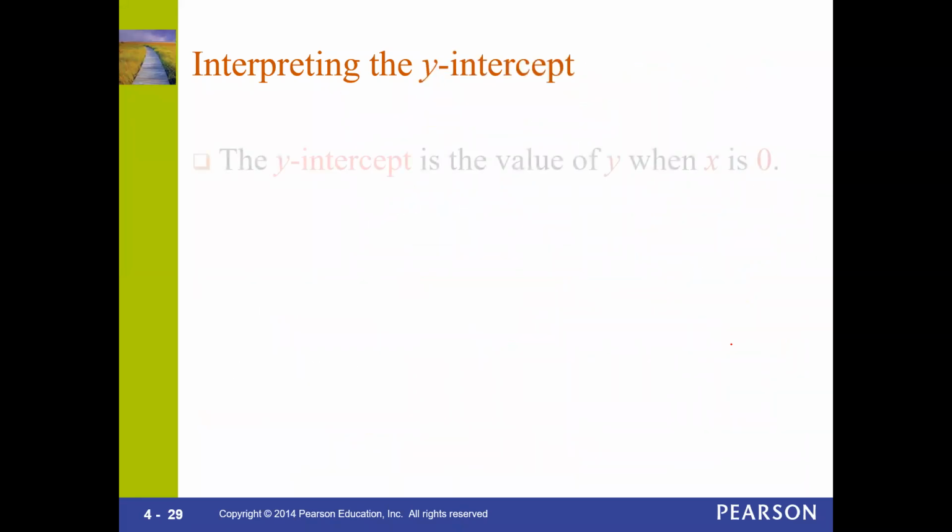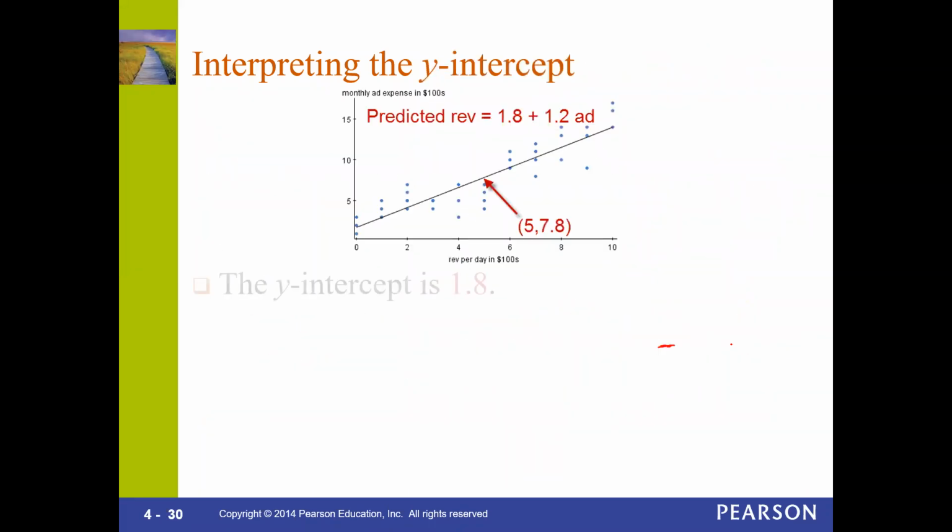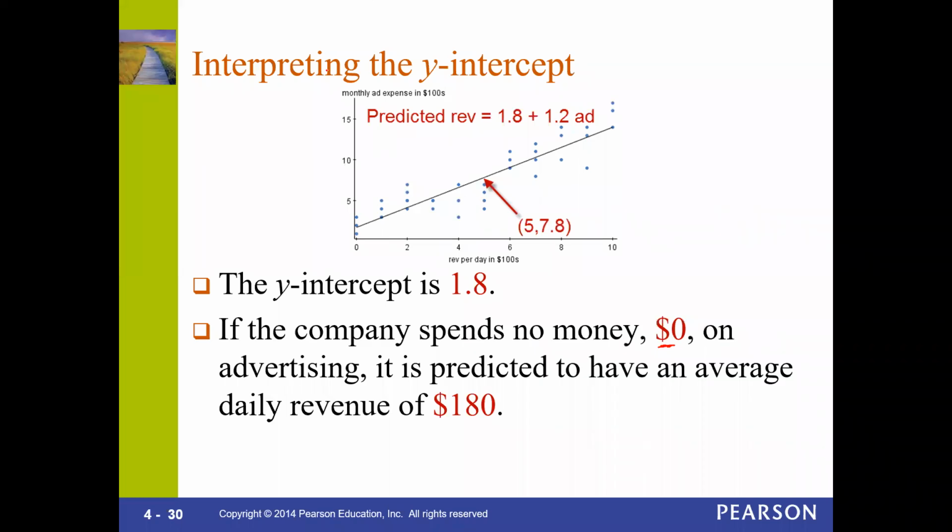So if they don't spend any money on advertisement, they still expect to have about $180 anyway. Because ad will be $0, that will be 0, that will be just 1.8. Then times 100, that's going to give you 180. Okay, give me one moment.